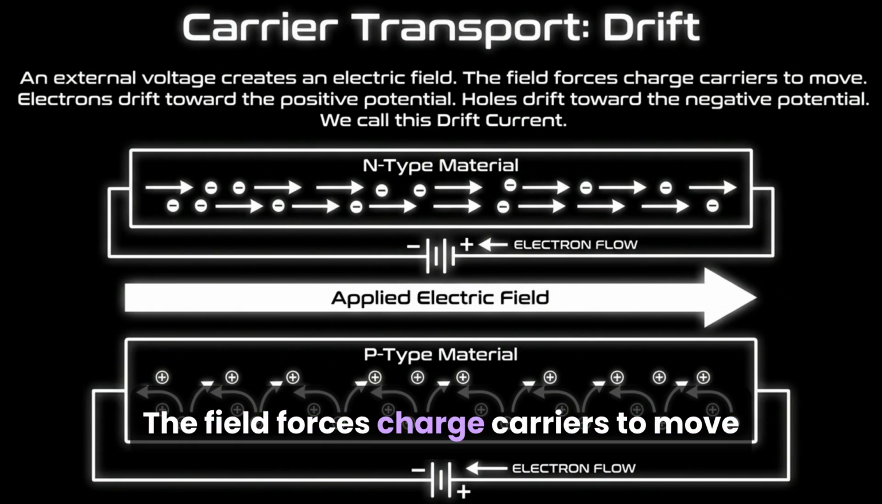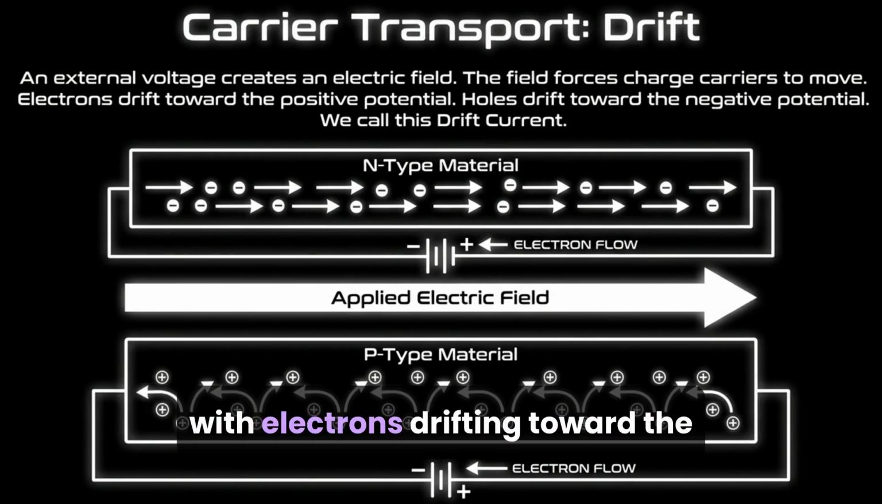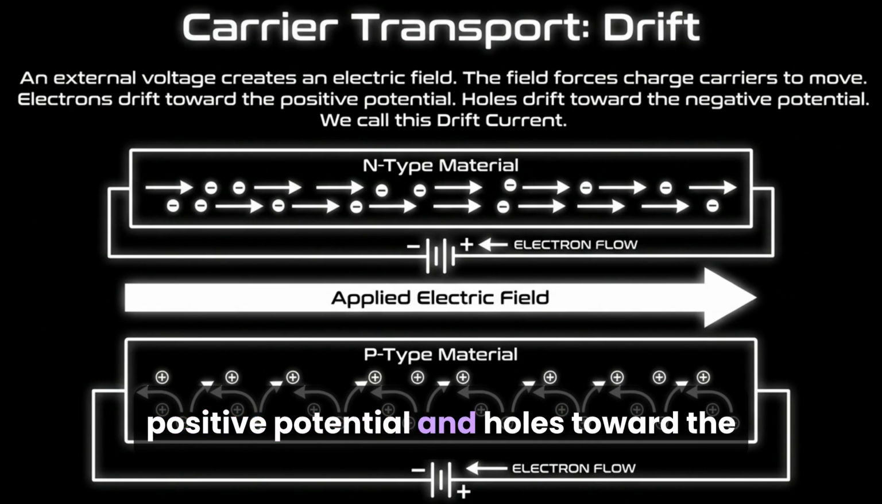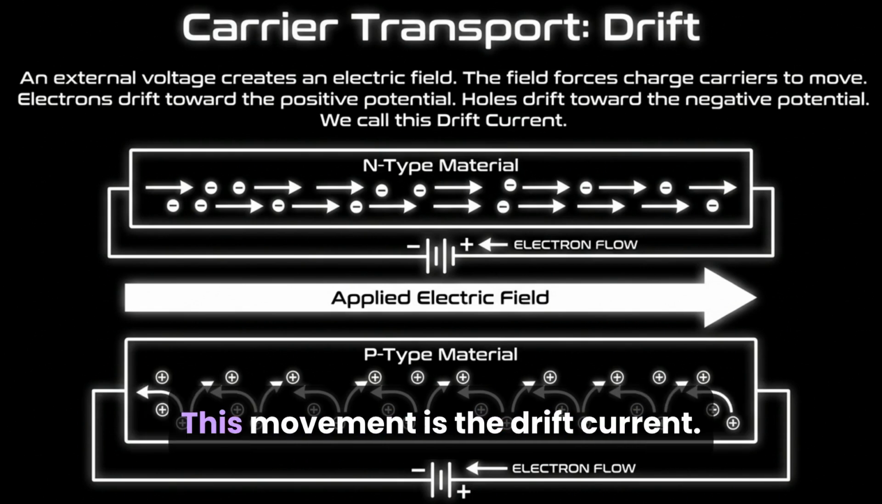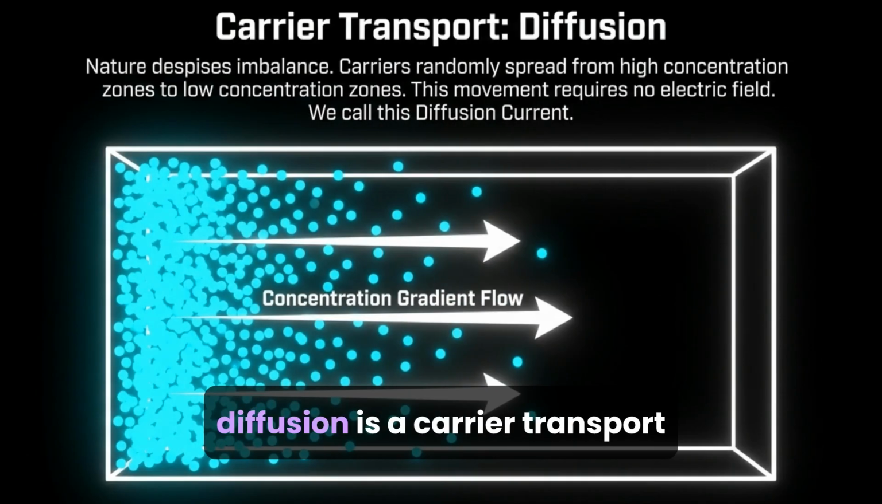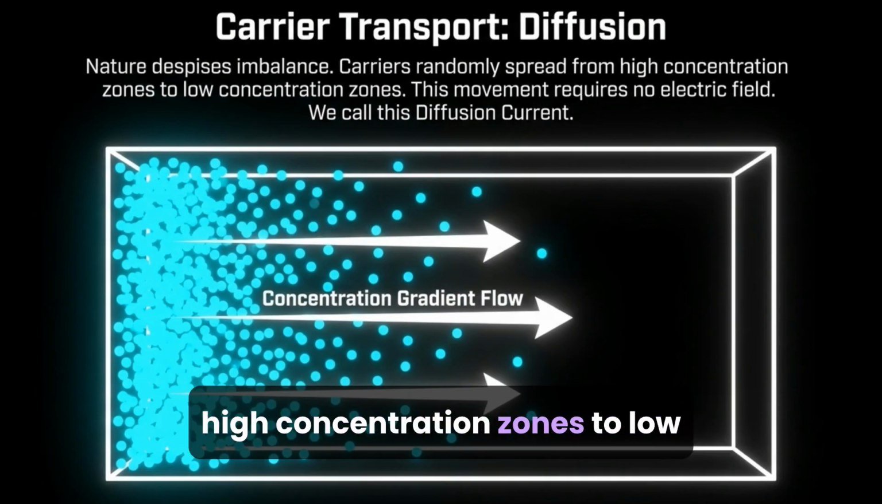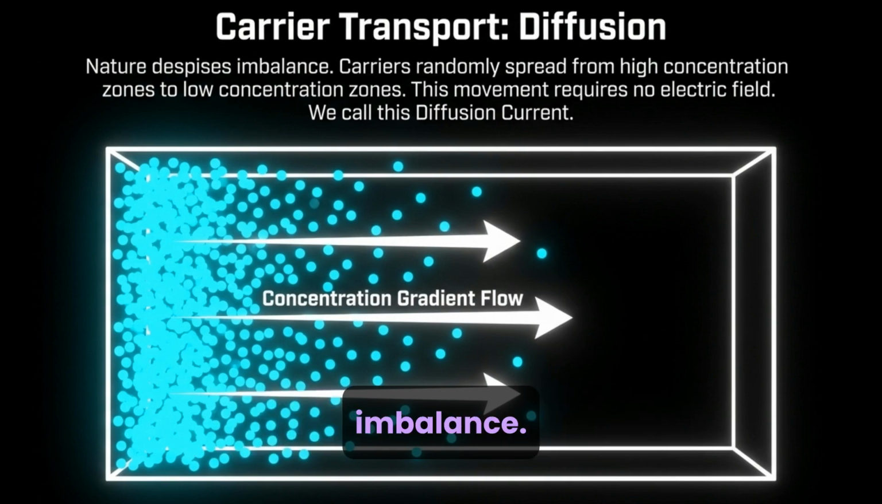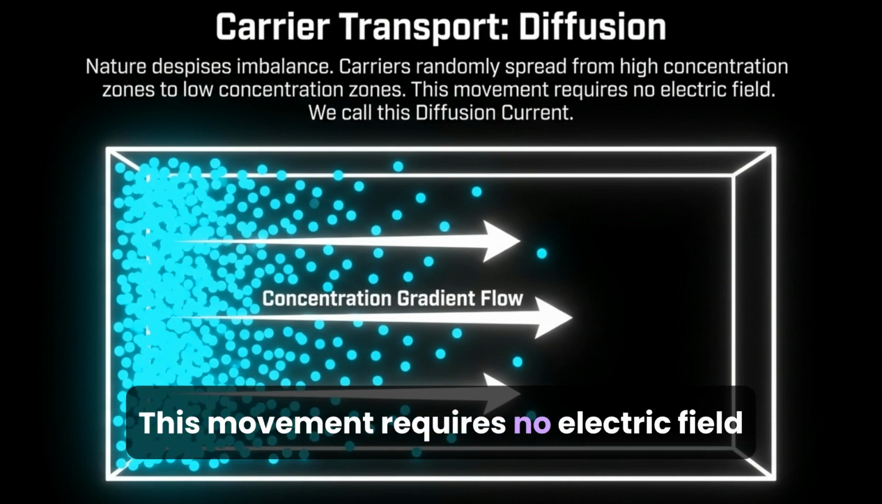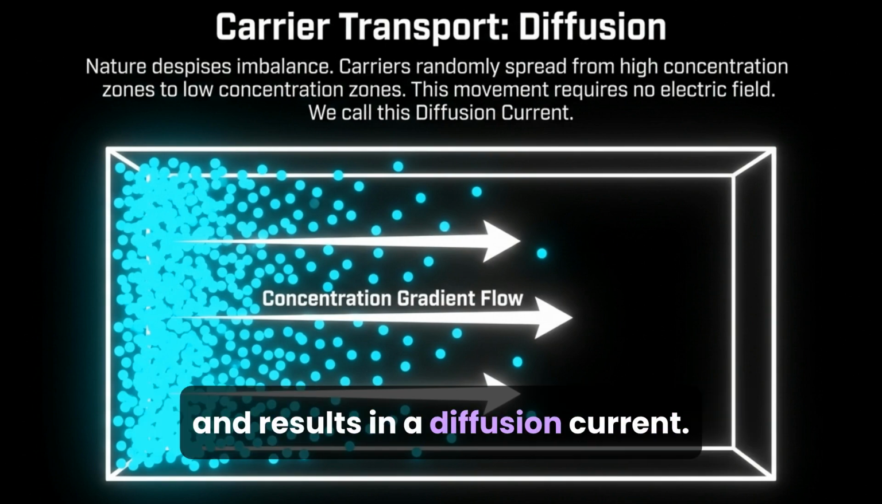The field forces charge carriers to move, with electrons drifting toward the positive potential and holes toward the negative potential. This movement is the drift current. Diffusion is a carrier transport mechanism where carriers move from high concentration zones to low concentration zones to address imbalance. This movement requires no electric field and results in a diffusion current.